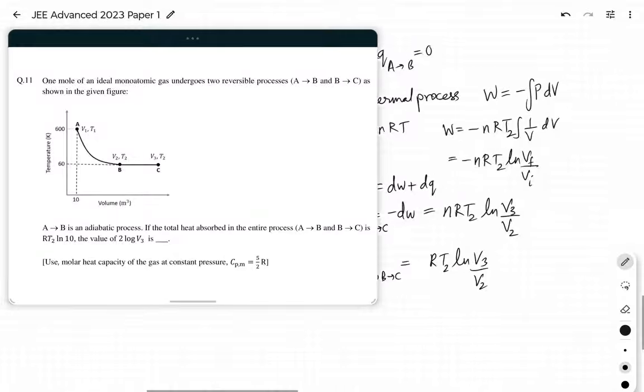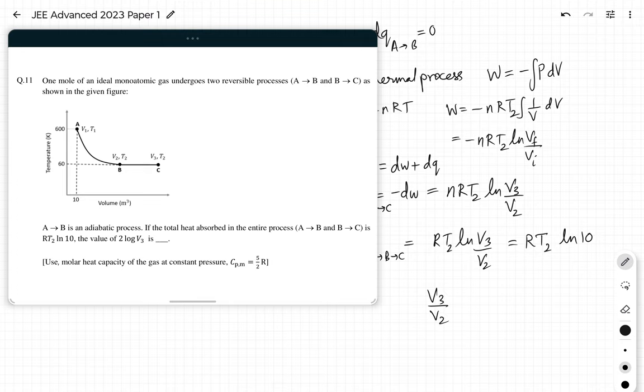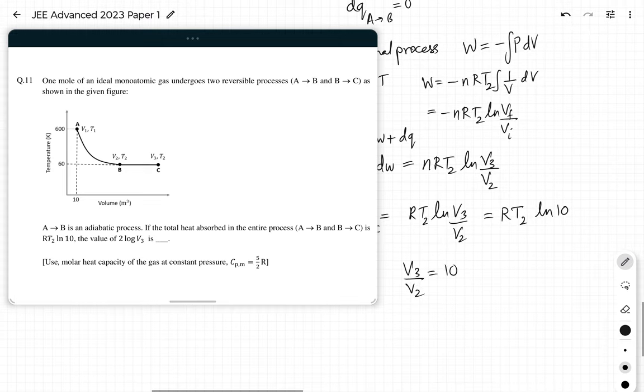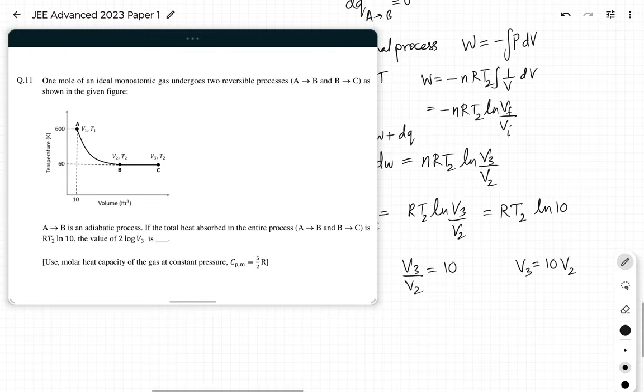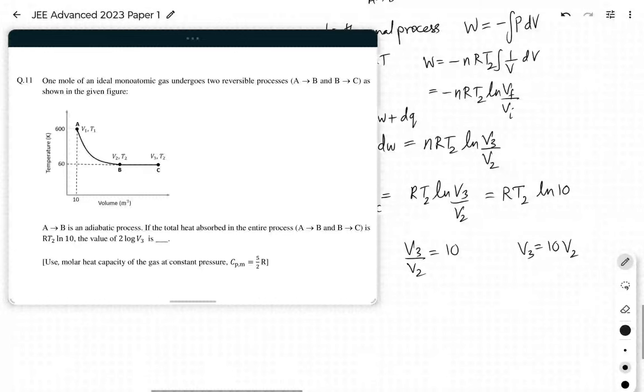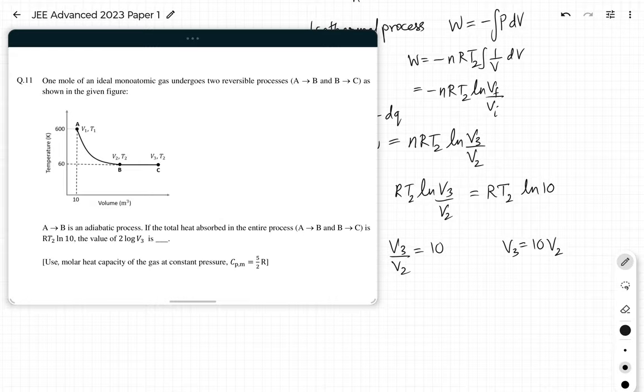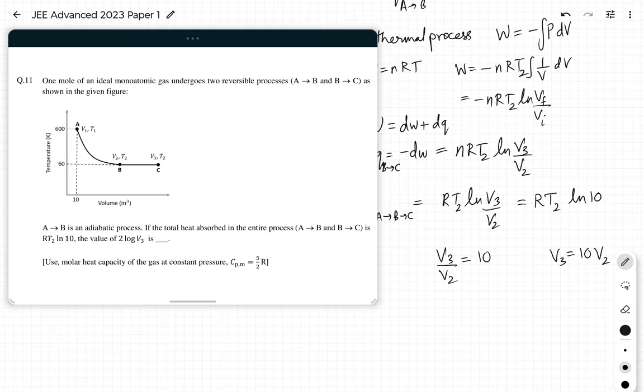Now this is given to be equal to RT2 ln 10. From this we can see that V3 by V2 is 10. In other words, V3 is 10 times V2. We are asked the value of 2 log V3, which means we need the value of V2. V2 is not evident from the graph, but we can calculate it because volume V1 is given from the graph. We can see it is 10 meter cube.